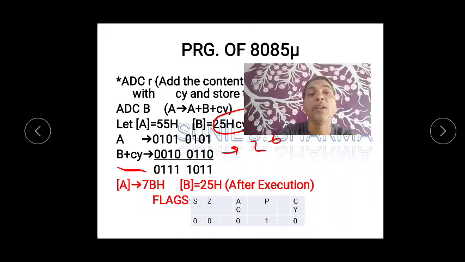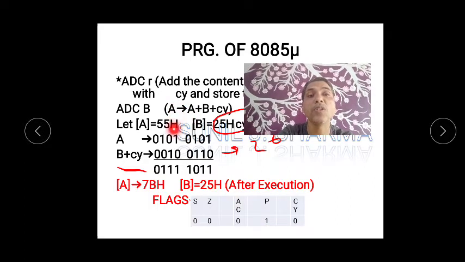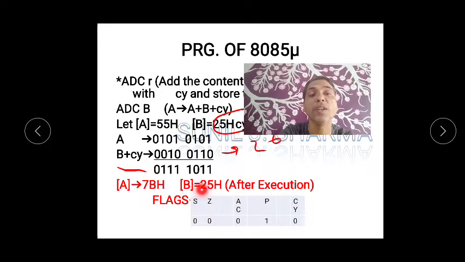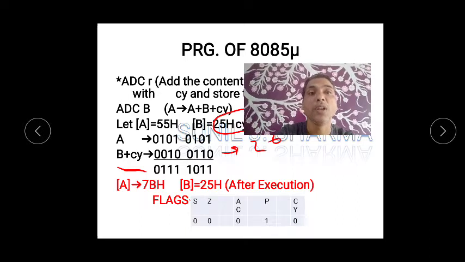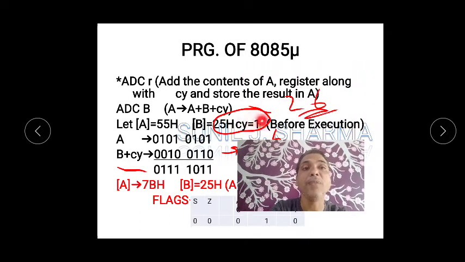And I think the auxiliary flag is not set, the zero flag is not set, the sign flag is reset because the MSB is 0. So I think not a great difference between these two. The only thing is one extra carry flag is there.